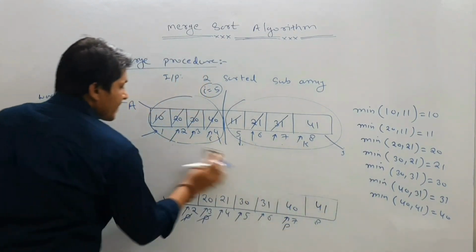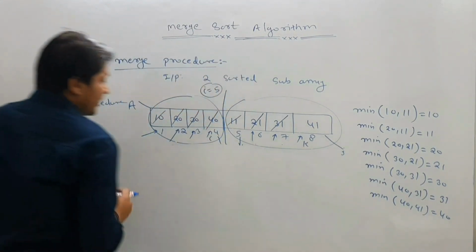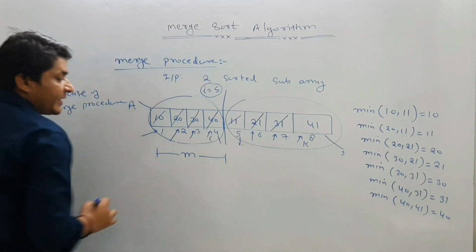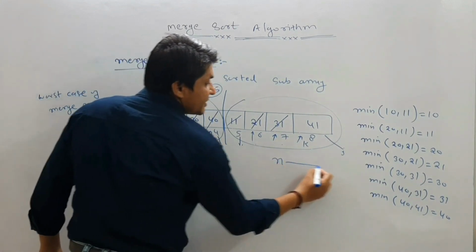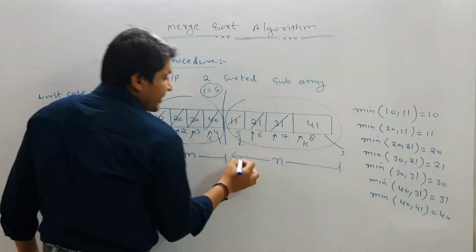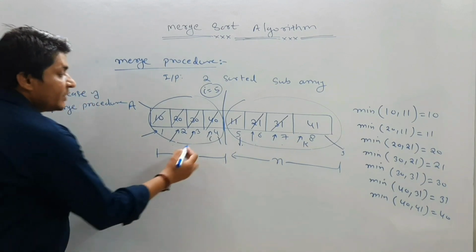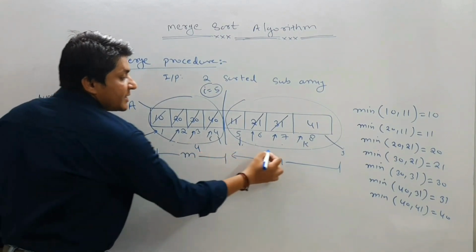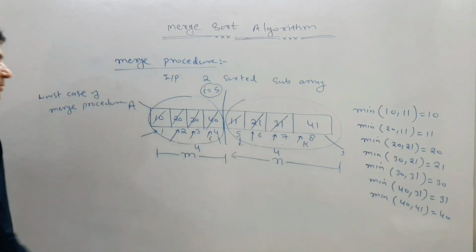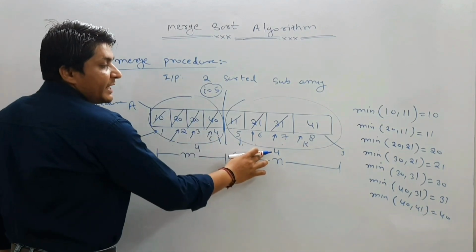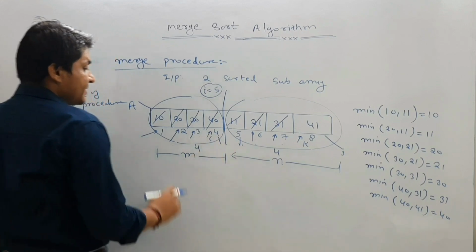Let's suppose m is the number of elements in this sorted subarray, and n is the number of elements available in the second sorted subarray. Then how many comparisons will we do in worst case? Previously, this array contained 4 elements and this array contained 4 elements. How many comparisons did we do? 7 comparisons: 4 plus 4, 8, minus 1, so 7.